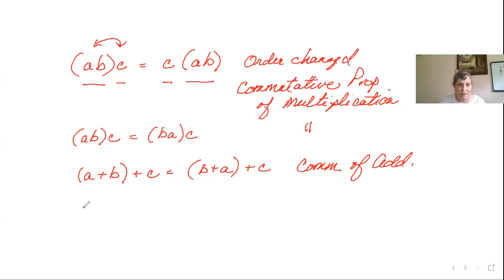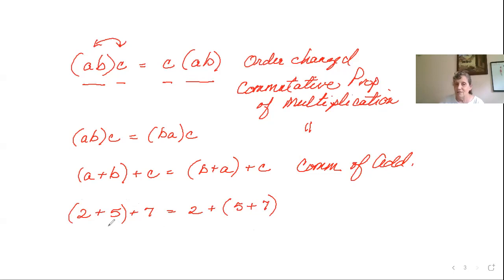What if we had 2 plus 5 plus 7 with parentheses there equals 2 plus 5 plus 7 with the parentheses here.